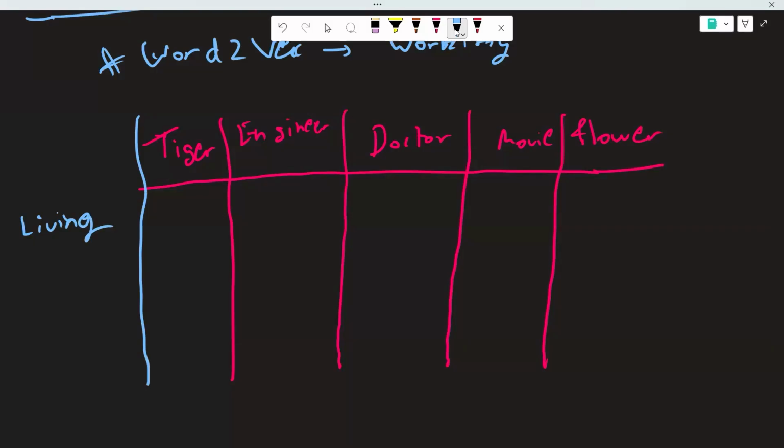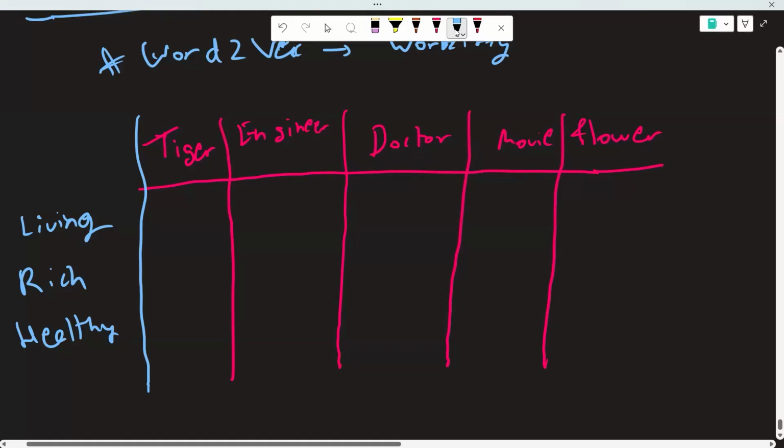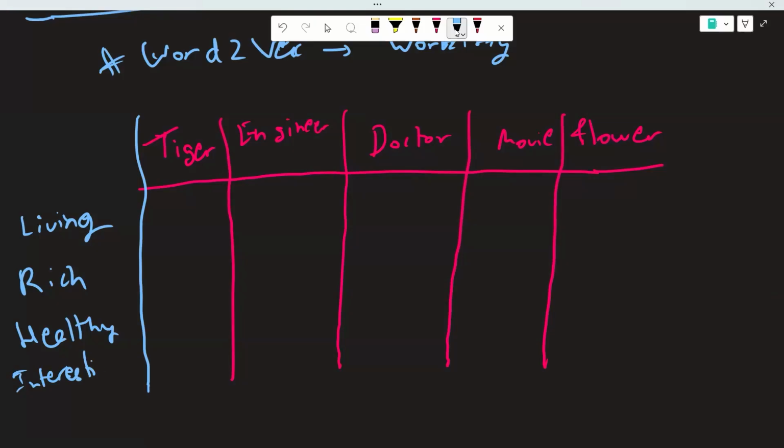So let's say over here you have living. Let's say you have rich. Let's say you have healthy. Let's say you have maybe interesting. So in rows, there are four words: living, rich, healthy, interesting. In columns, there are five words: tiger, engineer, doctor, movie, and flower.